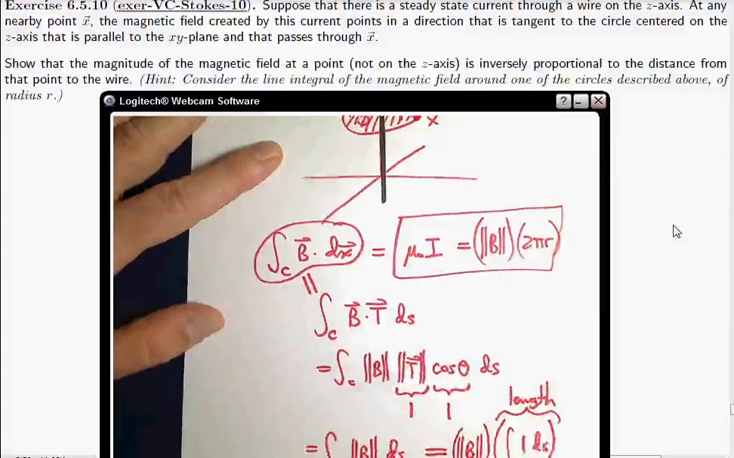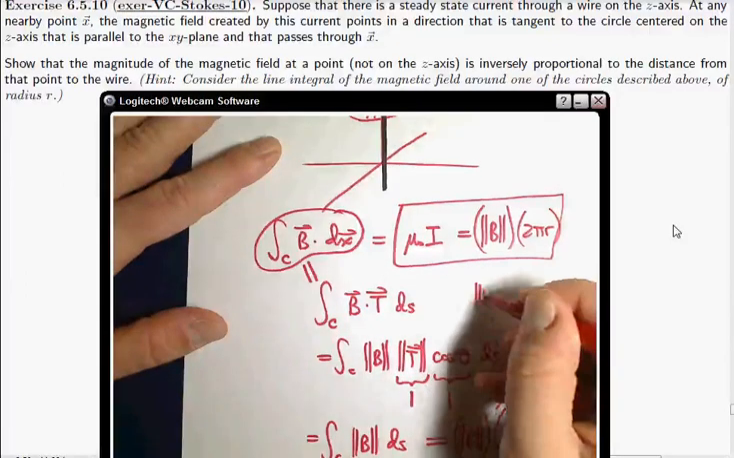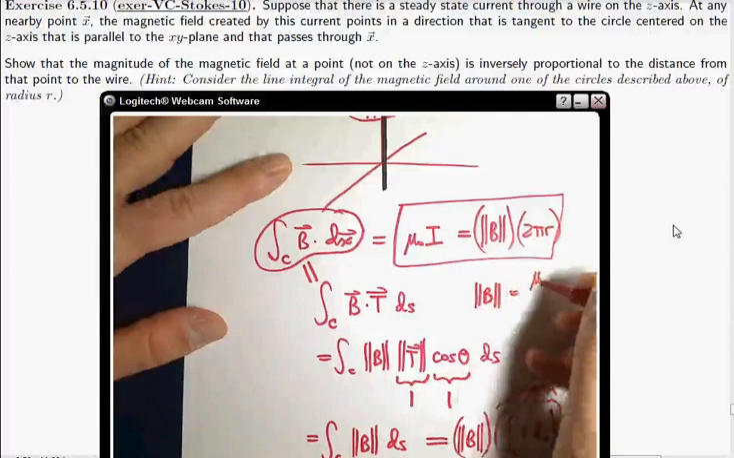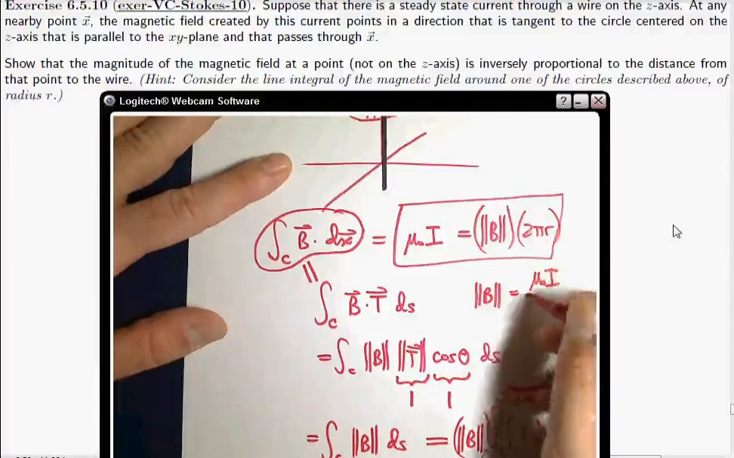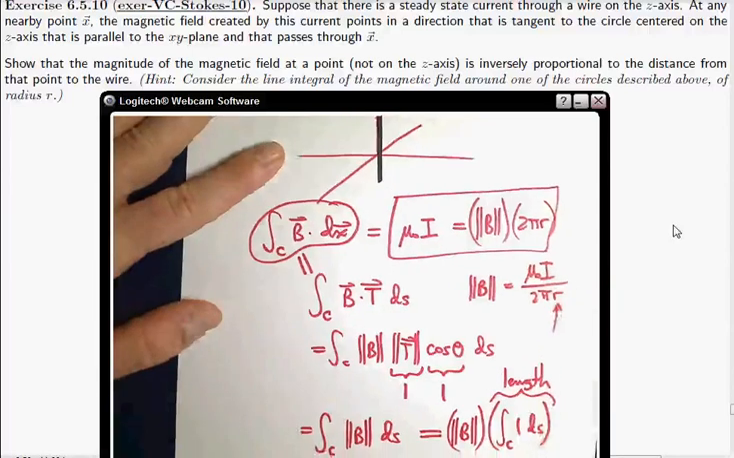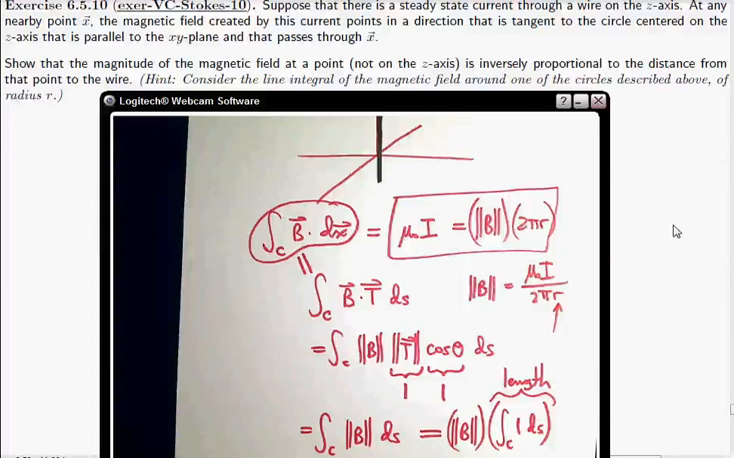I kind of ran out of space here. Let me just squeeze it in right here. The length of B is mu naught I over 2 pi r. And you see there it's inversely proportional to r. Does that make sense to everybody?